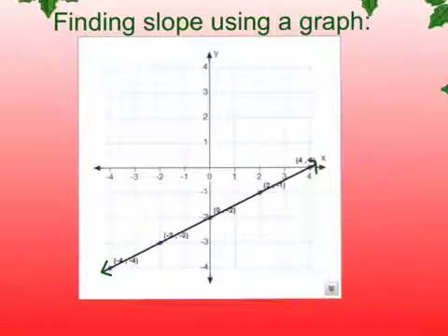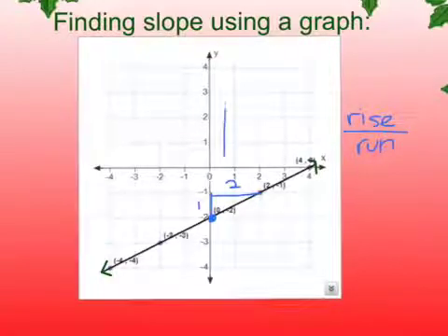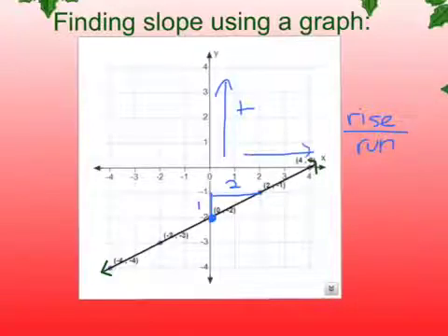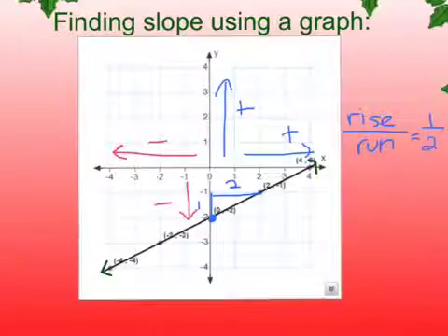Finding slope using a graph is a little bit different. You may have heard of rise over run before. So if you start at one point, let's say 0, -2, you want to see how many you rise up and how many you run over to get to the next point on the graph. So we rise up +1 and over +2. When you go up, it's positive. When you go right, it's positive. When you go left, it's negative. And when you go down, it's negative. So we went up +1 and we went right +2. So we could say the slope of this line is 1 over 2.